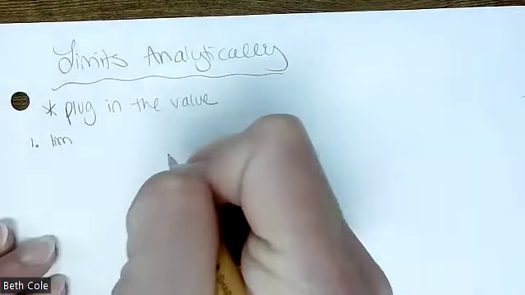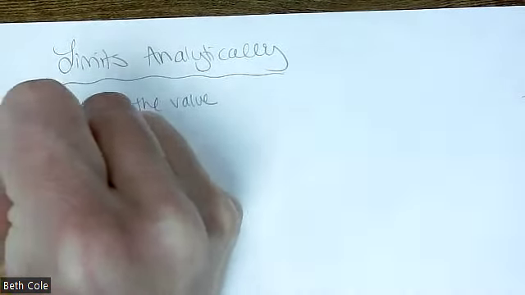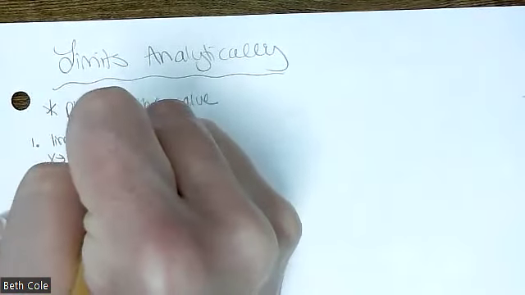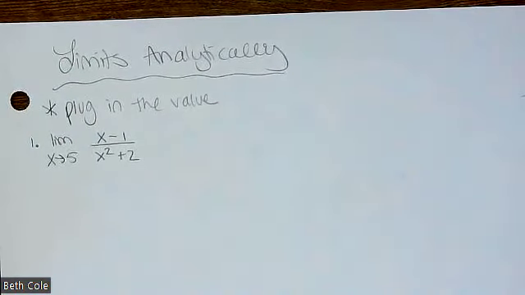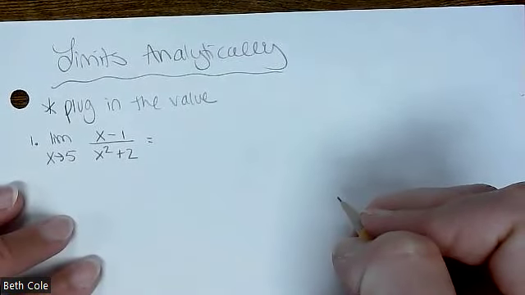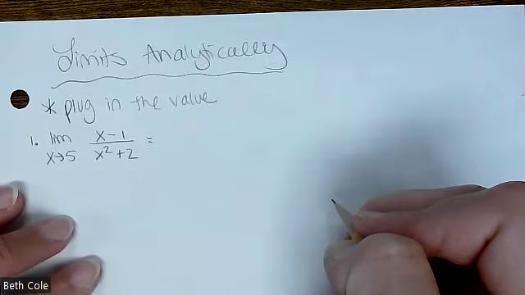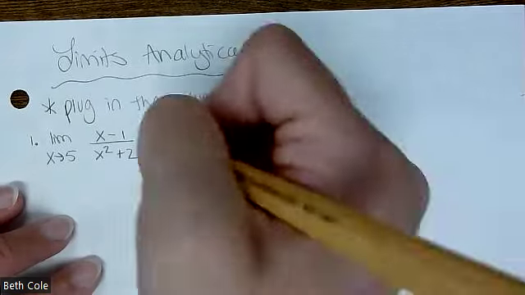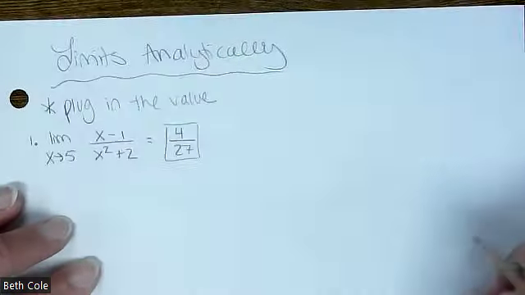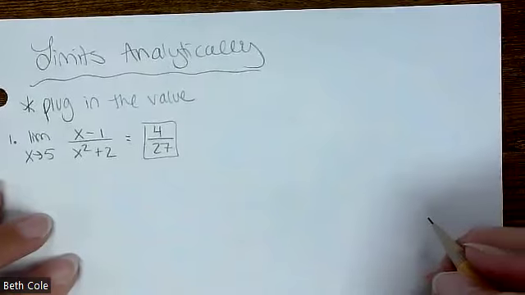All right, so number one, you're going to practice writing your notation here. Limit as x goes to 5 of x minus 1 over x squared plus 2. Before you do anything else, try and plug it in. If it works, you just get an answer and you're done. So always do that first. So if you plug in 5, what are you going to get? Good, 4 over 27. 4/27 is your answer. Awesome. So sometimes it just works.